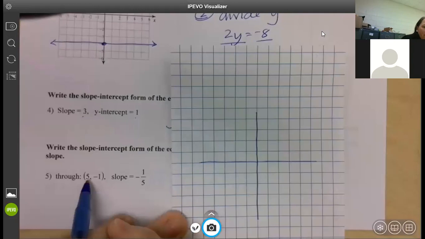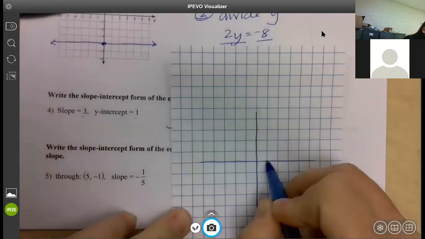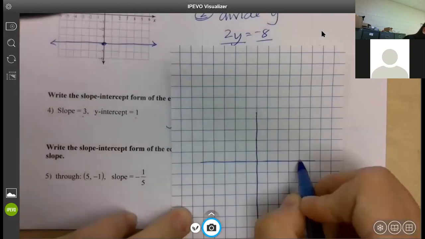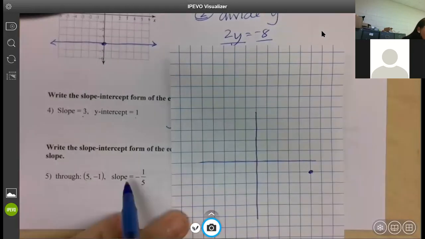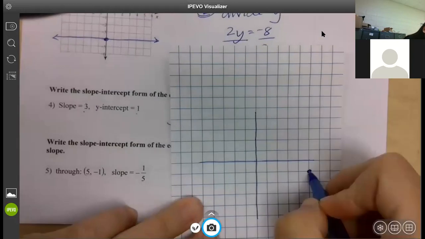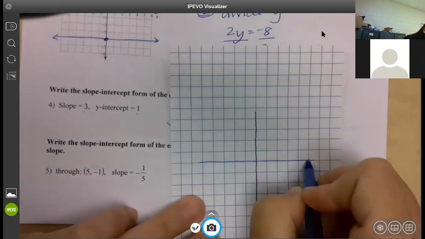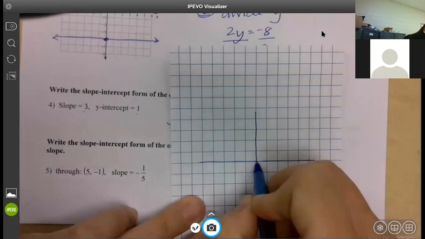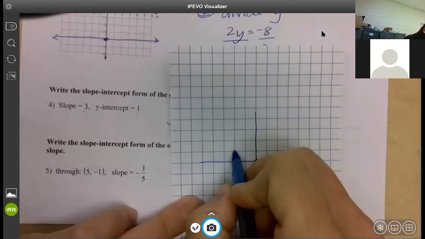It goes through (5, -1). Remember, Desmos will graph that for you if it's calculator active and you're not sure how to graph, but you go over first and then down to -1. And then it says your slope is -1/5. So down 1, over 5, but I can't do that. So I'm going to go up 1, 1, 2, 3, 4, 5. And I'm going to go up 1 and over 5, 1, 2, 3, 4, 5.